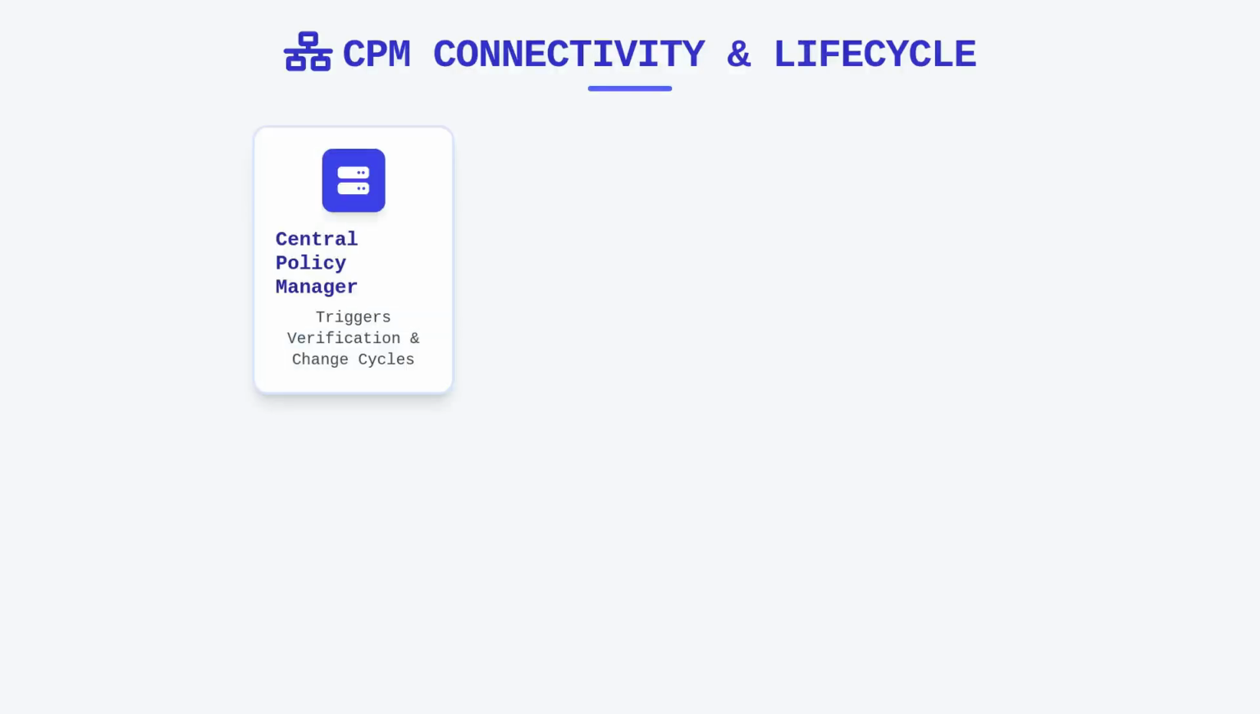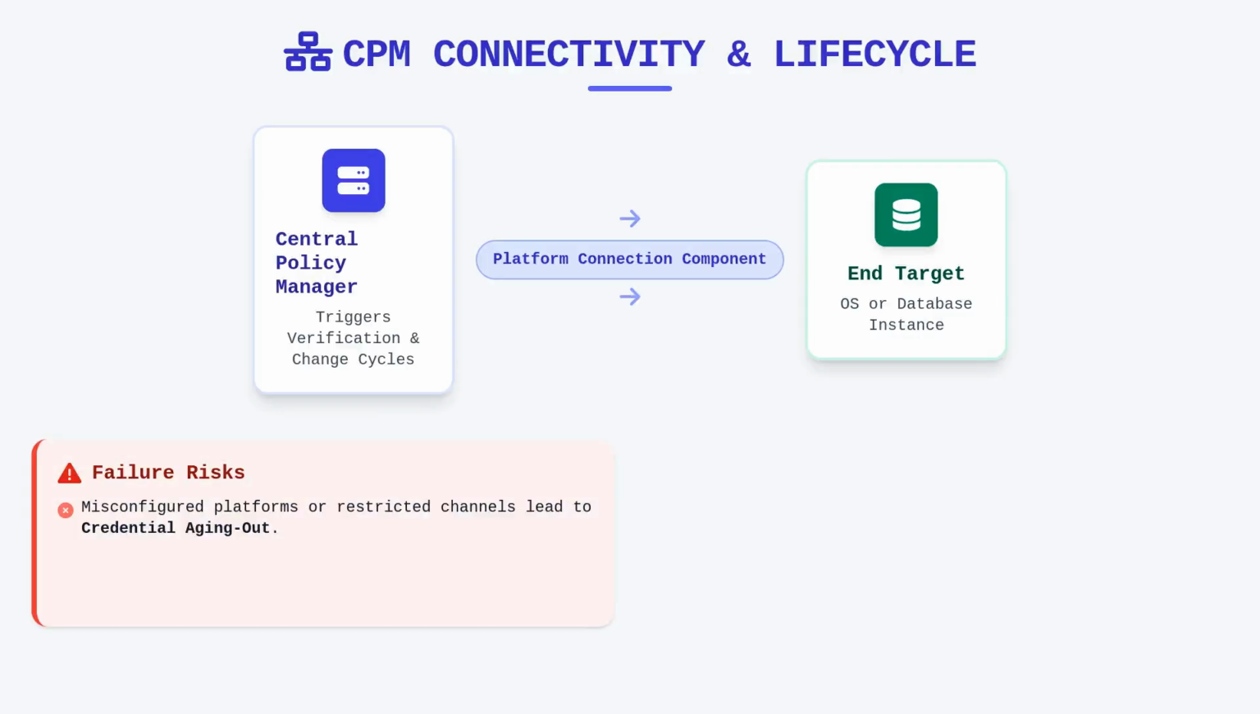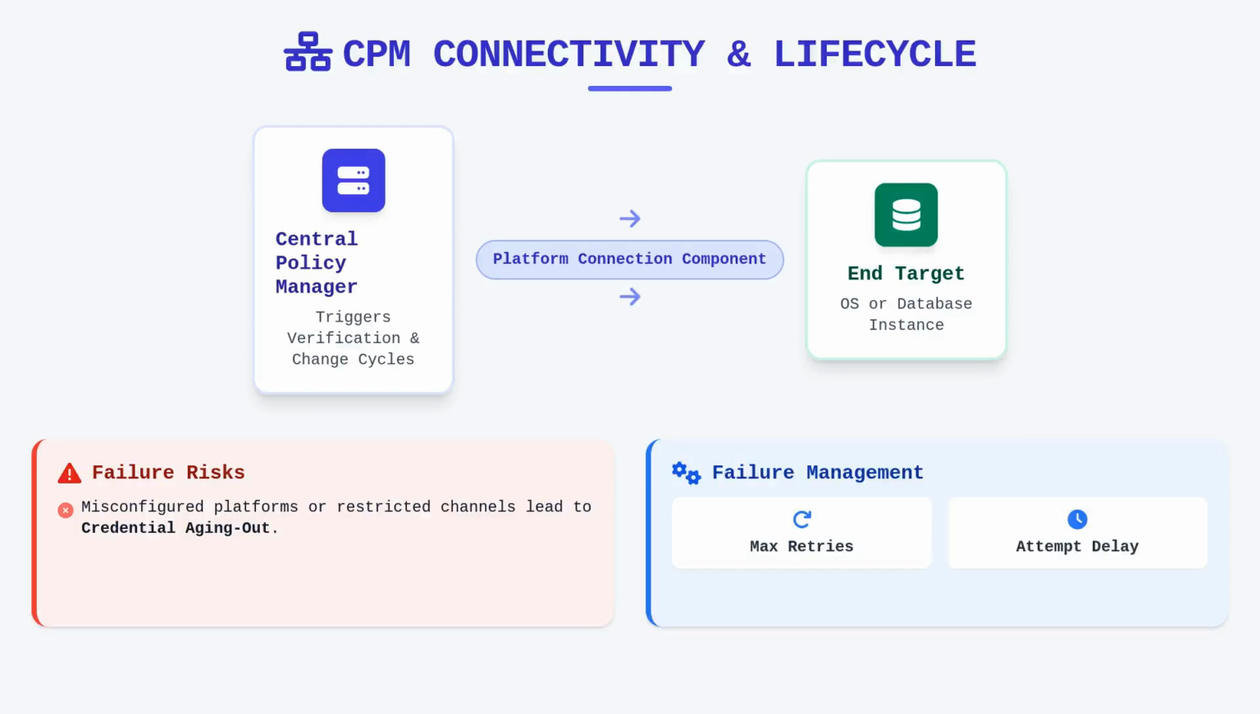It is important to understand that the CPM does not act in a vacuum, but relies on the platform's connection component to bridge the gap to the end target. If a platform is misconfigured, or if the communication channel between the CPM and the target is restricted, the verification and change cycles will fail, leading to an aging out of the credential. In such a scenario, the CPM will typically retry the operation based on the failure management settings defined in the policy, such as the maximum number of retries or the delay between consecutive attempts.